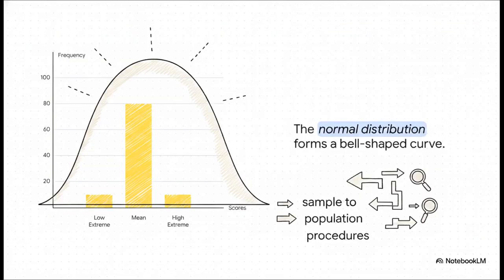And this brings us to the famous normal distribution. You know, that symmetric bell-shaped curve you've probably seen 100 times? It is absolutely foundational to quantitative research. Most scores cluster right there in the middle, with progressively fewer scores out on the high and low extremes. This specific shape is a really key assumption for a lot of the statistical procedures we rely on to make those leaps from our sample back to the population.